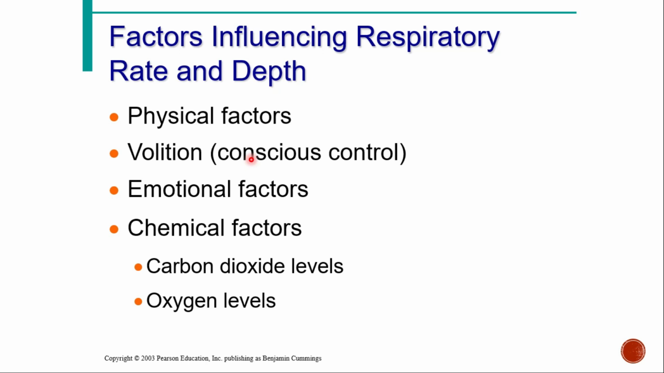For example, there are two important factors in this category: carbon dioxide level and oxygen level. If we talk about oxygen level, then changes in oxygen concentration in the blood are detected by chemoreceptors in the aorta and carotid artery, and information is sent to the medulla oblongata. Actually, in our brain there are two points, medulla and pons, that control the respiratory factors.